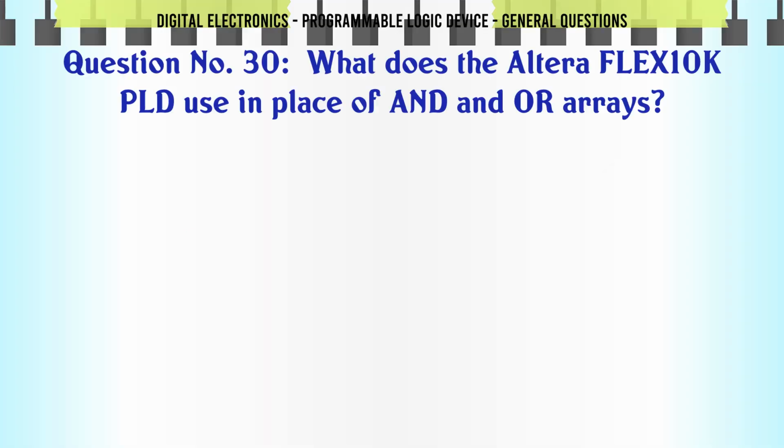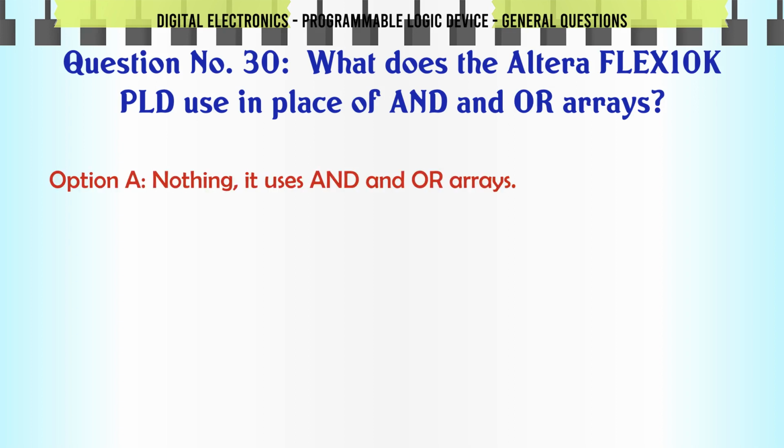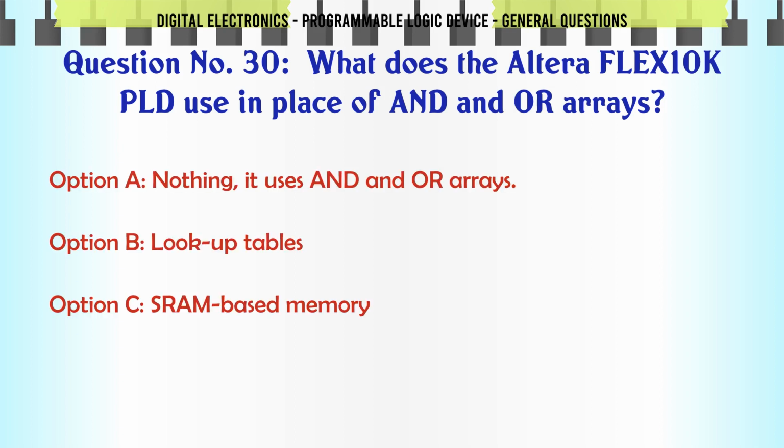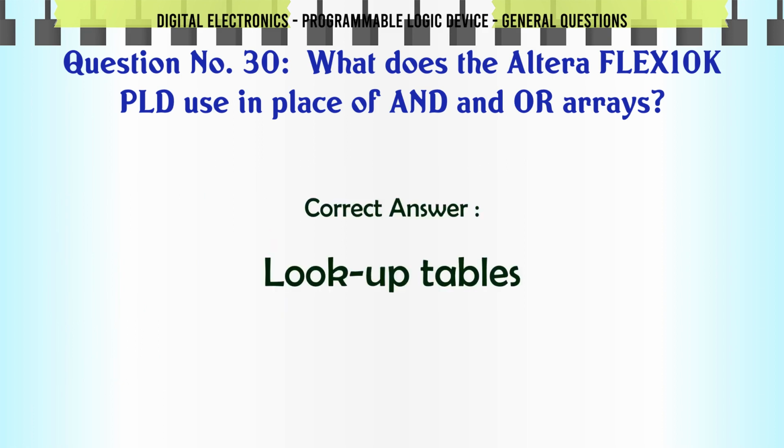What does the UltraFlex 10K PLD use in place of AND-OR arrays? A. Nothing, it uses AND-OR arrays. B. Lookup tables. C. SRAM-based memory. D. HPLD architecture. The correct answer is lookup tables.